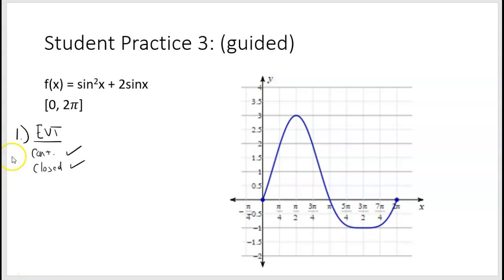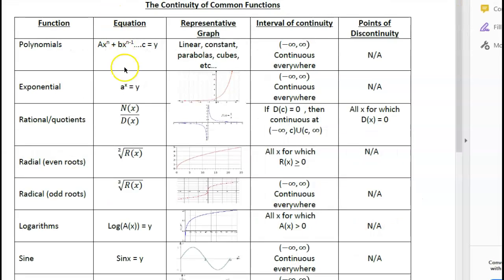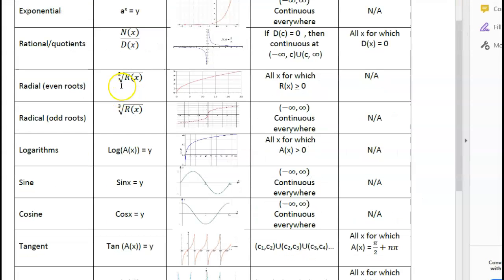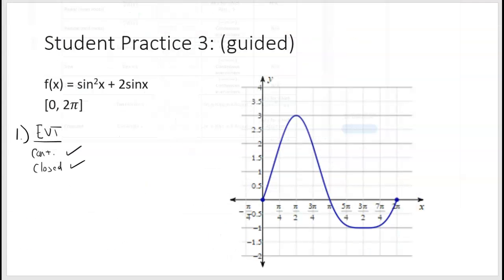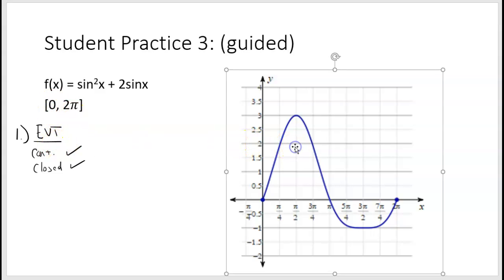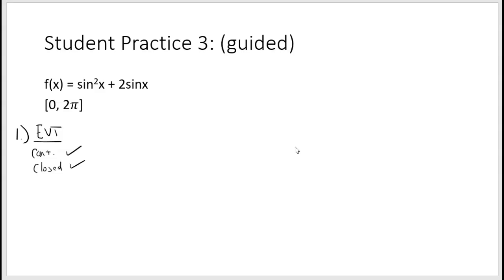All right, so this function is continuous everywhere. When you guys look at your sheet here, there's just sine functions in here, and sine functions are continuous everywhere. So once again, we're good. And it's a closed interval. So yes, there has to be an absolute min and max somewhere. All right, go ahead and do step 2. When you unpause the video, you'll see the solution.